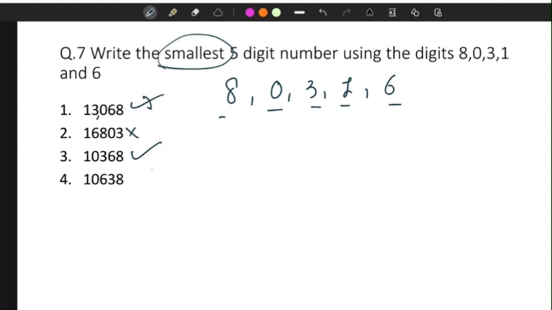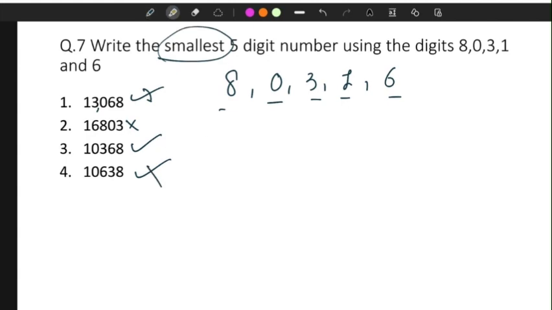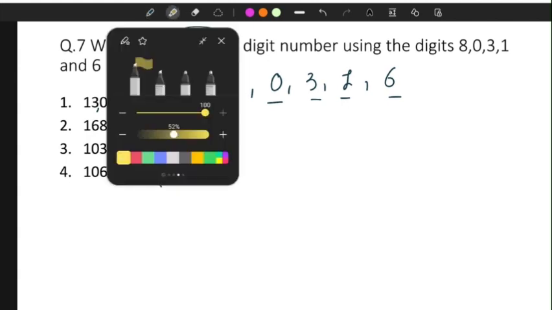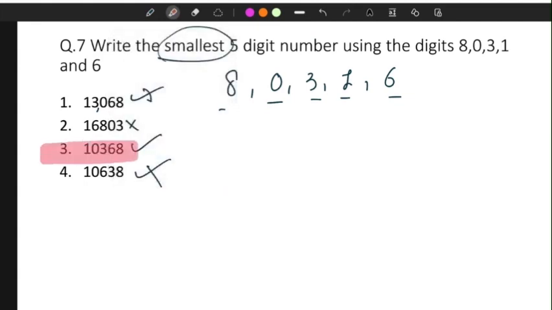Now the competition is between the third and the fourth option. The third is 10,368. The fourth option is 10,638, which is once again larger than 10,368. The smallest 5-digit number which can be made out of these 5 digits is 10,368. So option C is the correct answer for the given question.